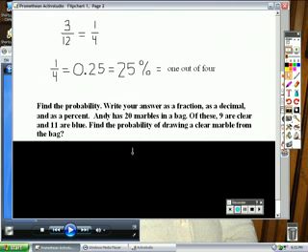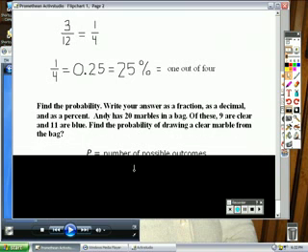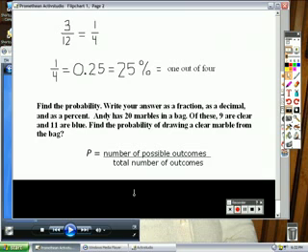Our next example. Find the probability. Write your answer as a fraction, as a decimal, and as a percent. Andy has 20 marbles in a bag. Of these, 9 are clear and 11 are blue. Find the probability of drawing a clear marble from the bag. Begin by writing the number of clear marbles that is in the bag as your numerator. Next, write the number of total marbles in the bag.